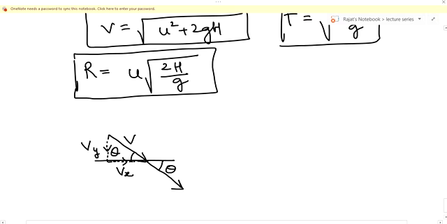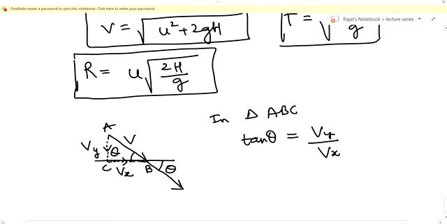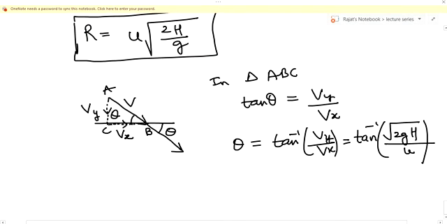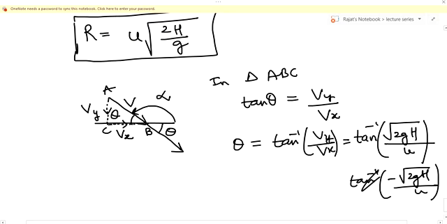Very clearly, I can write in this triangle ABC, tan theta will be equal to Vy upon Vx. So theta is tan inverse of Vy upon Vx, which is nothing but tan inverse of the vertical component, under root 2gh, divided by the horizontal component, u. I'm taking the absolute value because I'm already considering this theta to be positive. If I had calculated this angle from here, alpha, then I would have to write tan inverse of minus 2gh, the actual velocity that you are getting. But since I'm just taking the magnitude, this will do. So this is the theta considering this triangle.